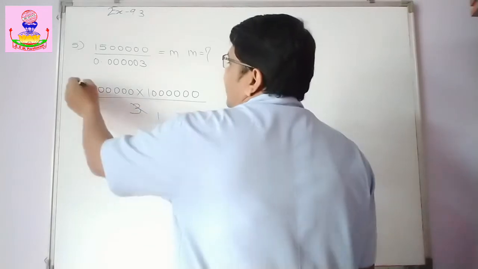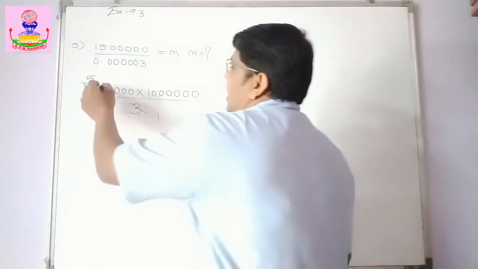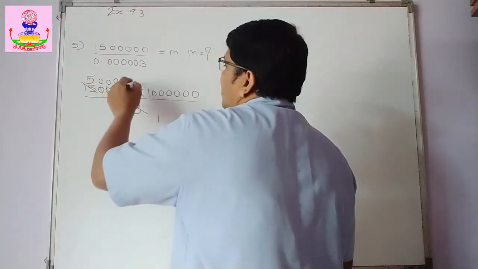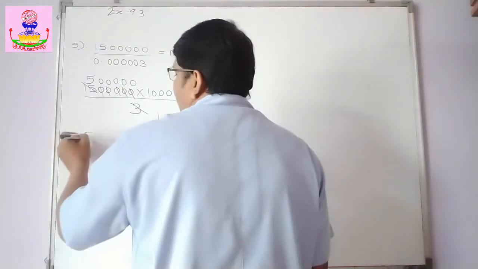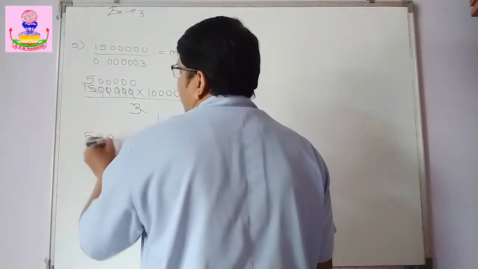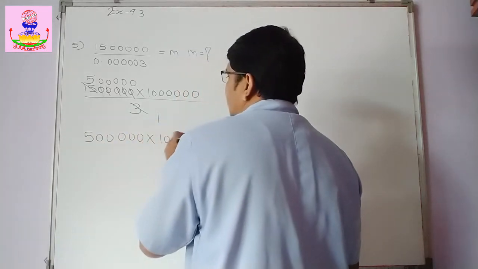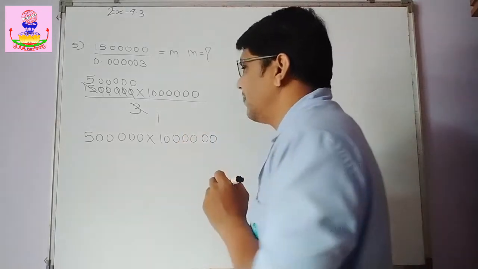Now 3 ones are 3, 3 5s are 15. 3 zeros are 0, zeros are 0, zeros are 0, zeros are 0, 3 zeros are 0. So it becomes 5 lakhs into 1, 2, 3, 4, 5, 6.